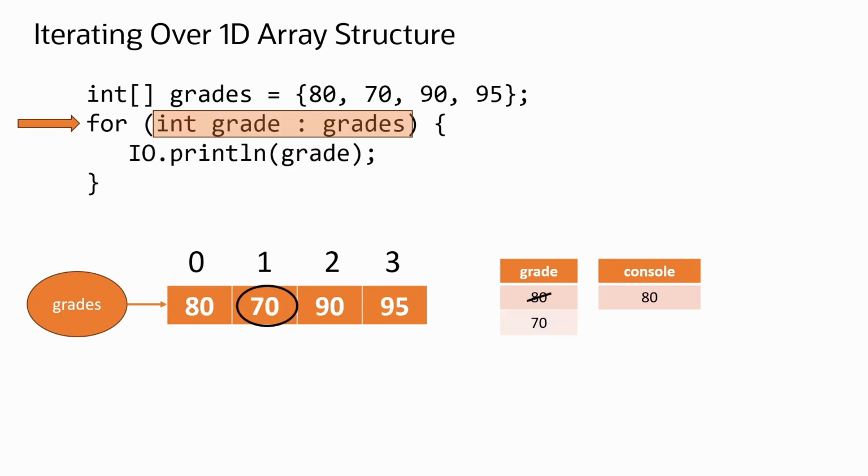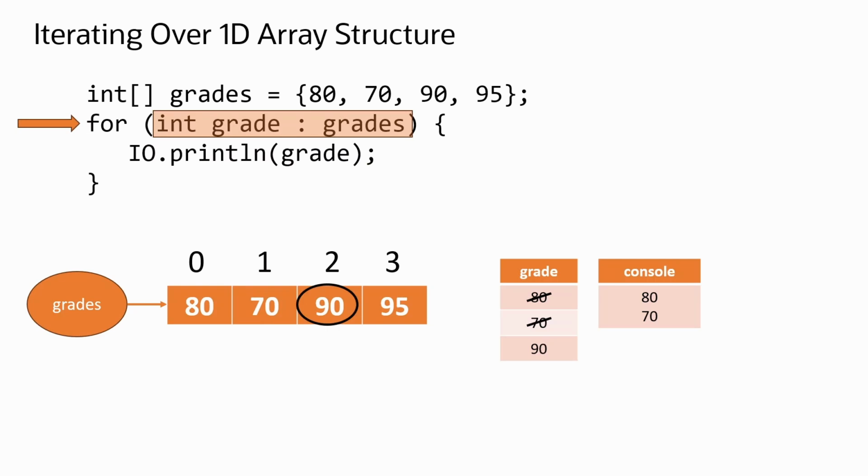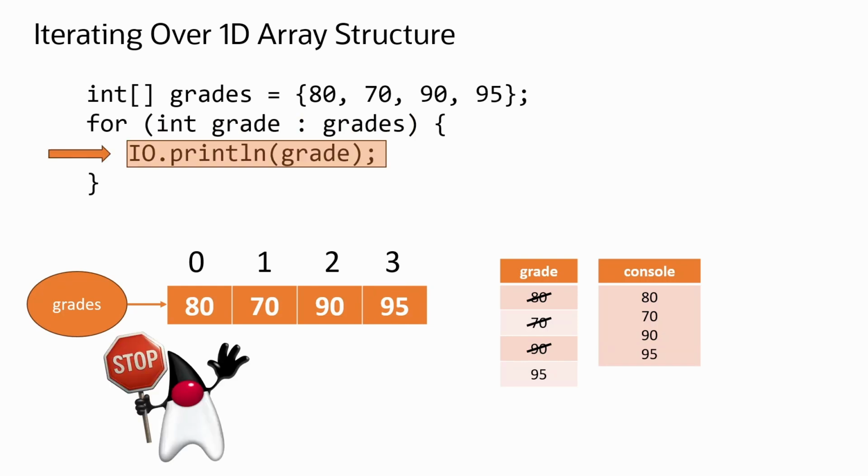Then grade will get the next value, which is 70, and 70 will be printed. Grade will get the third value, 90, and 90 will be printed. Grade will get the fourth value, 95, and 95 will be printed. And then we stop.